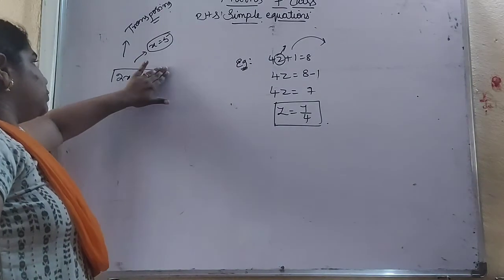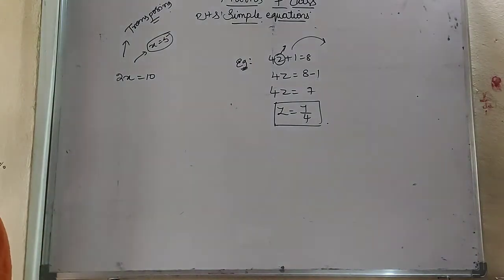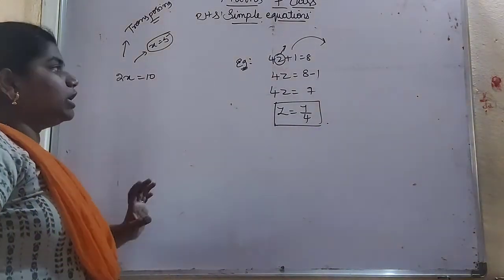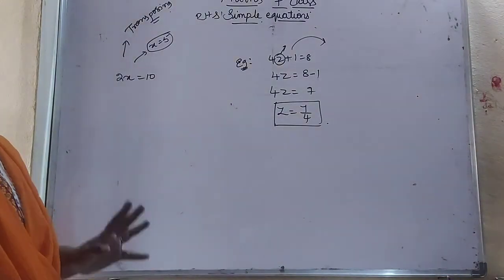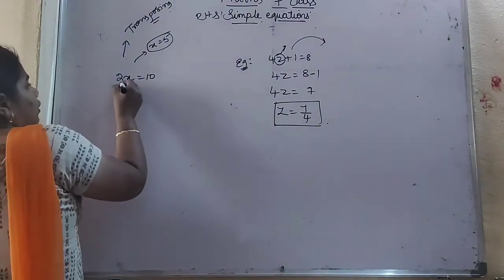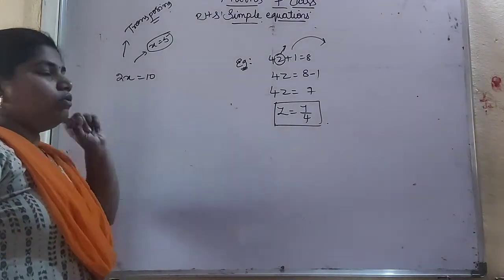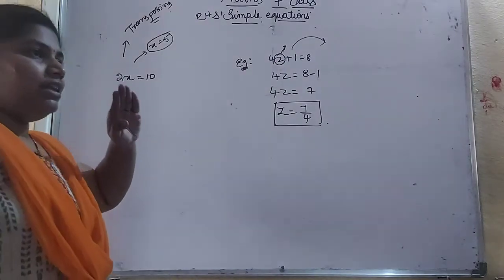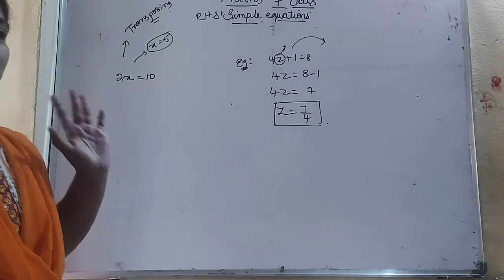Now without transposing, I am going to solve the x value. The same equation I am solving without transposing. How to do it without transposing? So here, see here, 2x is equals to 10. Which number do I have to remove? Always the unknown value should become alone, and what is linked with that number should be removed.